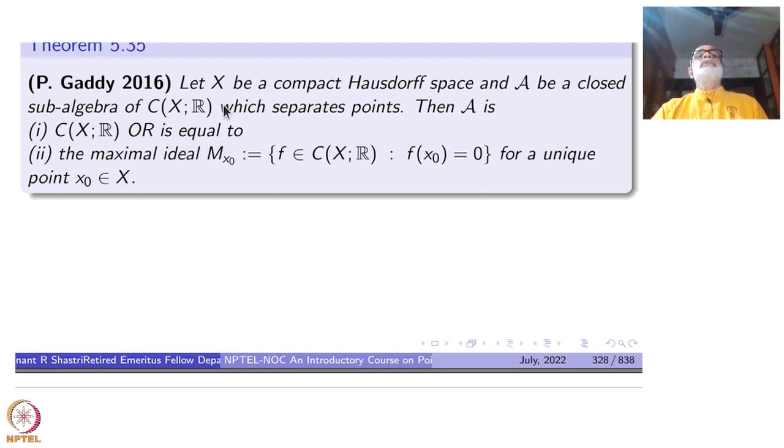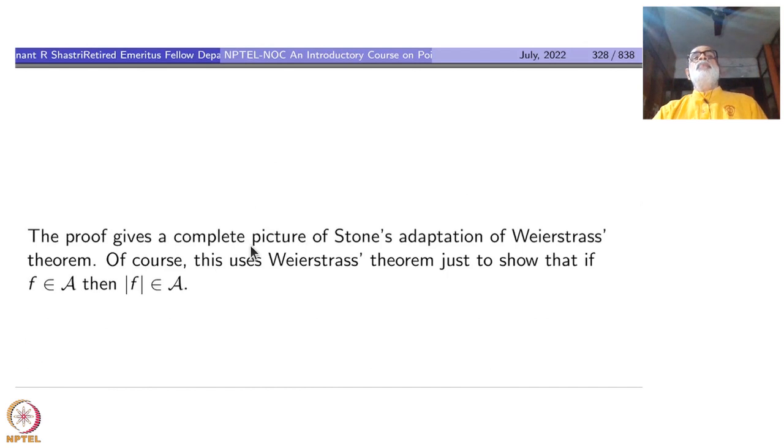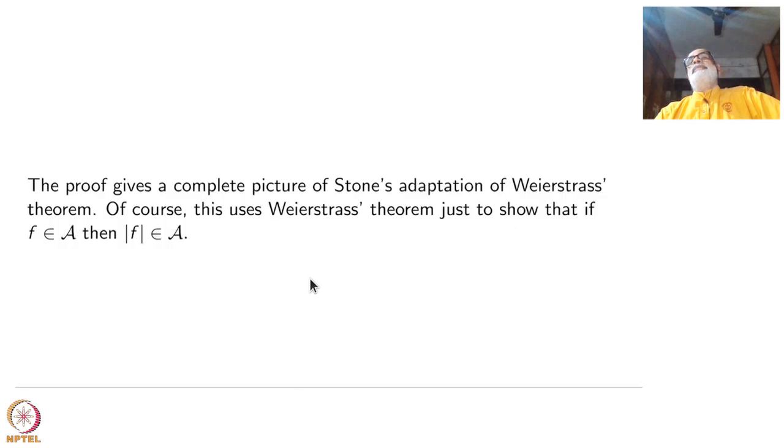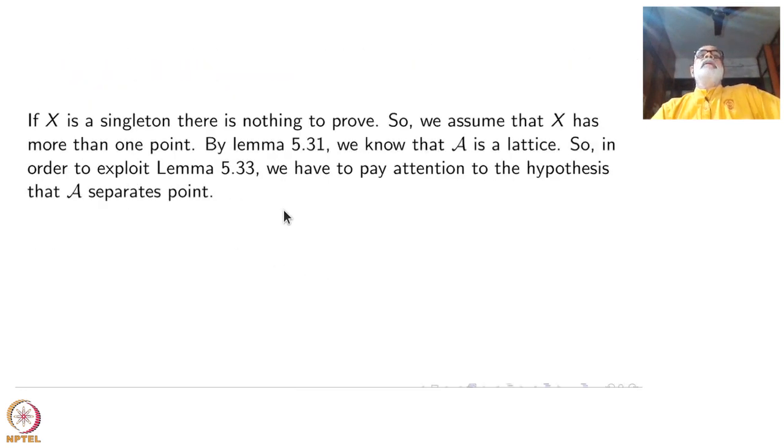Okay, so let us go towards this one. The proof gives a complete picture of Stone's adaptation of the Weierstrass theorem. Of course, this uses the Weierstrass theorem just to show that mod f is there as soon as f is there. If X is a singleton, there is nothing to prove.